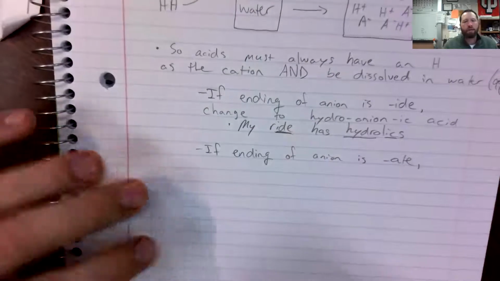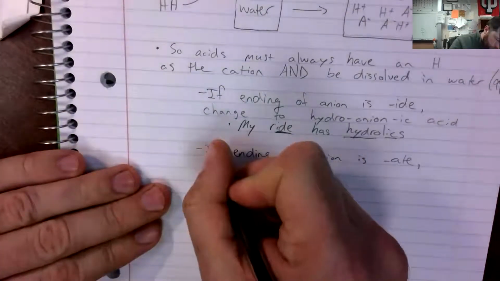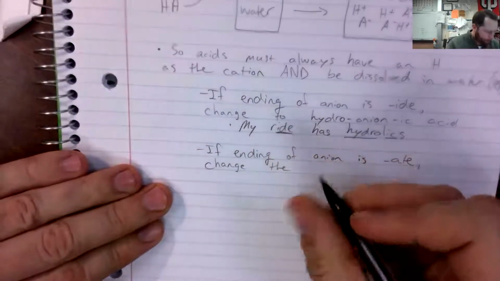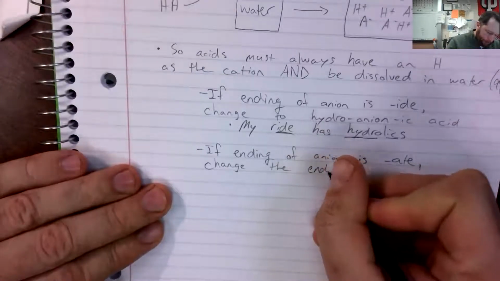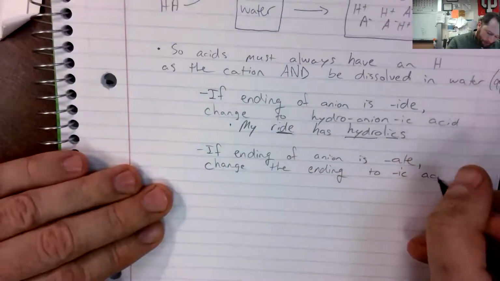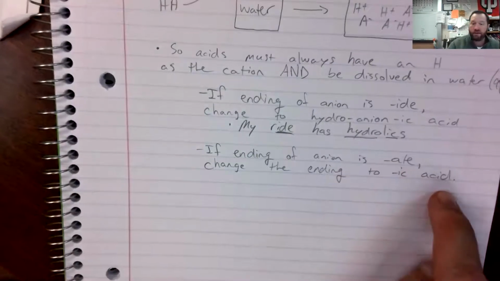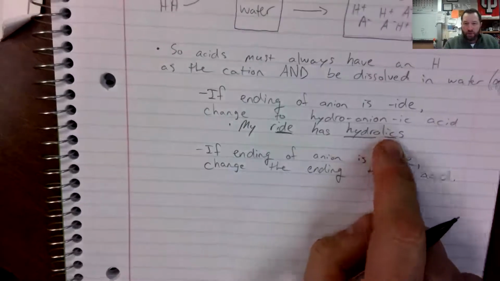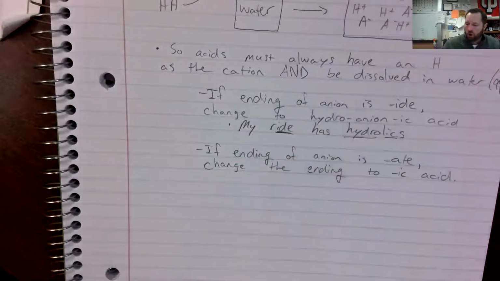Another common ending, ate. So if the ending is ate, change the ending to ic, and then put the word acid. So ate becomes ic. Now you notice it was ic up here as well. The difference is when it ends in IDE, we put hydro in front.